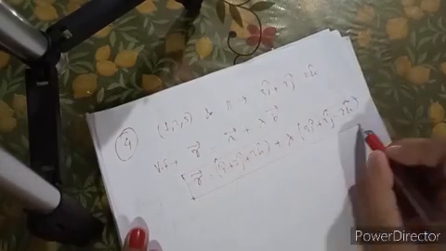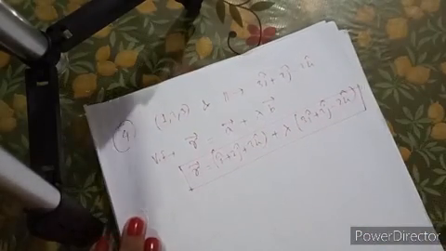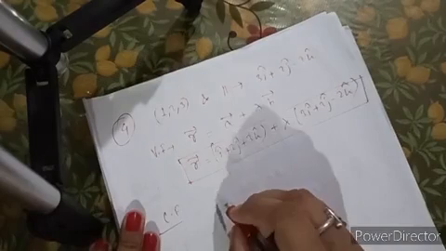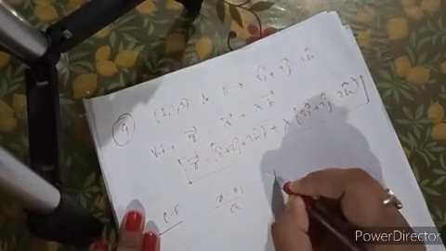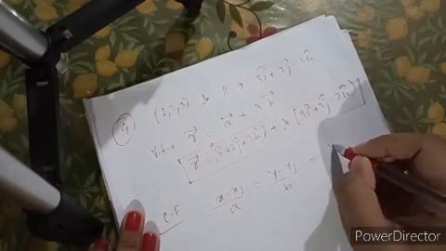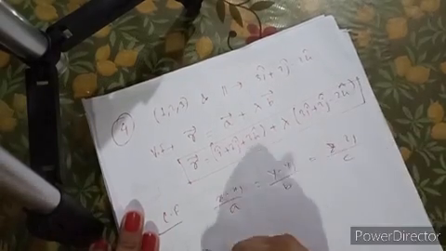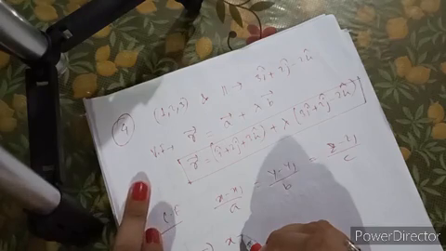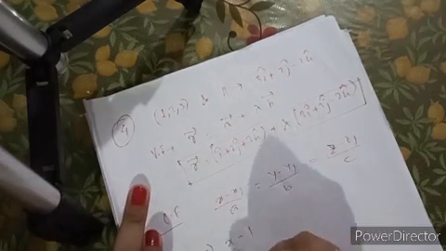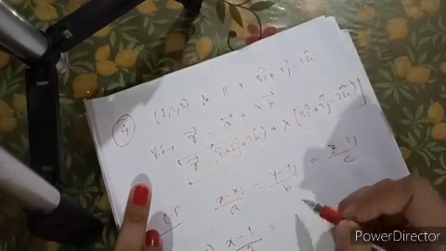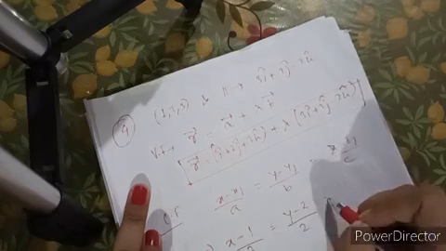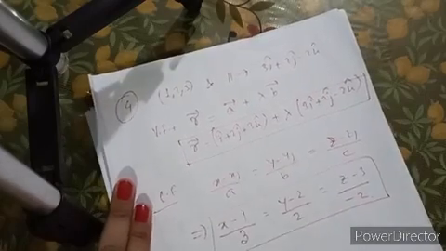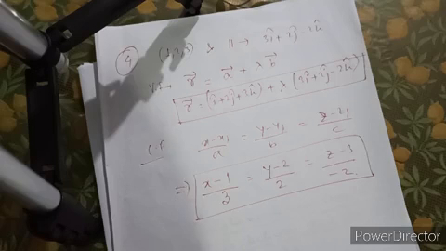So this is the answer in vector form, isn't it? And if you want to write the answer in Cartesian form, what was the formula? x minus x1 by a equal to y minus y1 by b equal to z minus z1 by c. So x1 will be the passing point, that is 1. The direction ratios will be the parallel part. So x minus 1 by 3 equal to y minus 2 upon 2 equal to z minus 3 upon minus 2. So this will be the answer in Cartesian form.